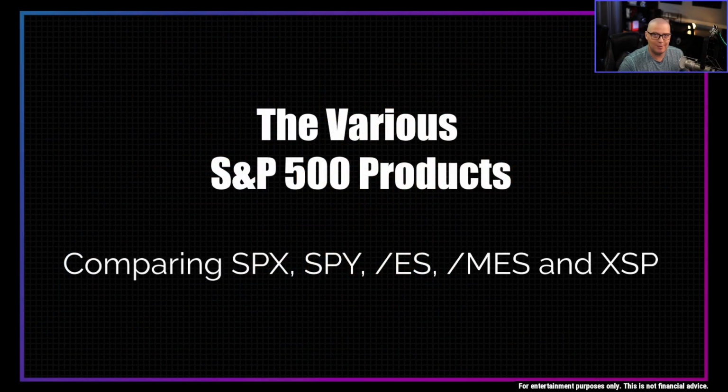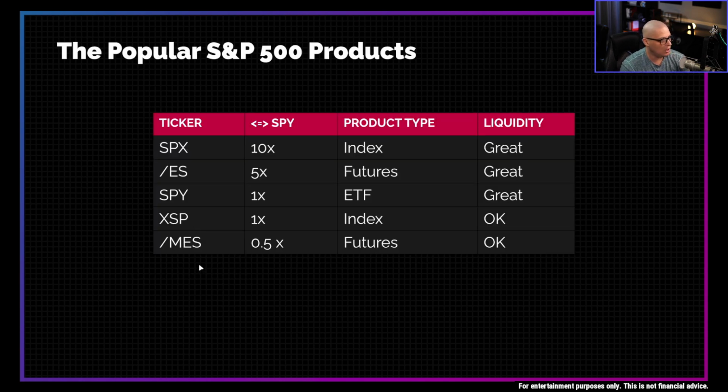So there are probably about 100 different products out there that are based on the S&P 500 index. Today, I'm just going to cover the 5 that I consider the most popular as far as trading vehicles, especially for those of us that trade options. So today we're going to be comparing SPX, SPY, the ES futures, the MES futures, and XSP. If we take a look at this table I created here, here are the 5 different ticker symbols, and here is how they compare in size compared to SPY.